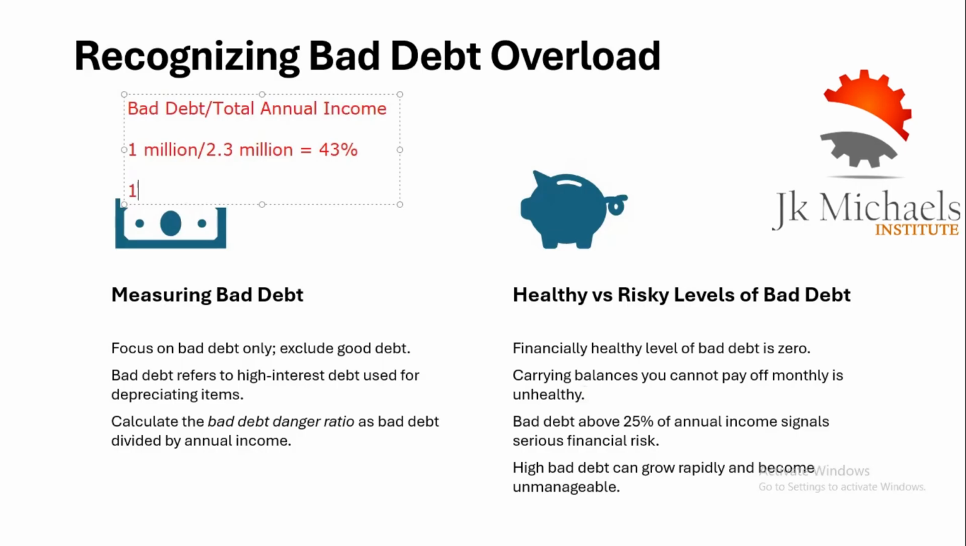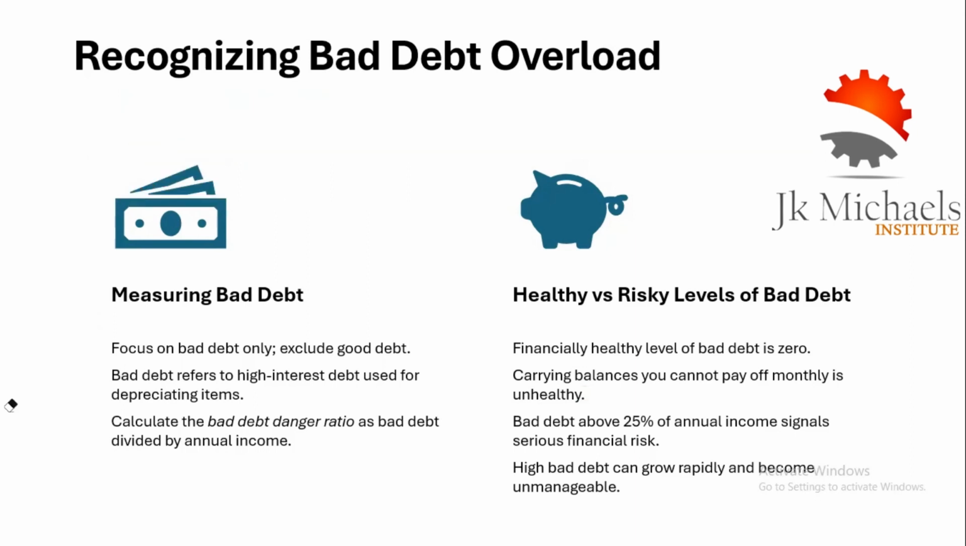But if you want to do it in a simple ratio, it's 1:2.3, right? 1:2.3, and that is your bad debt danger ratio. Now, healthy versus risky levels of bad debt. Bad debt above 25% of your annual income is bad. The example I gave was 43%, which is very, very dangerous. It signals serious financial risk.